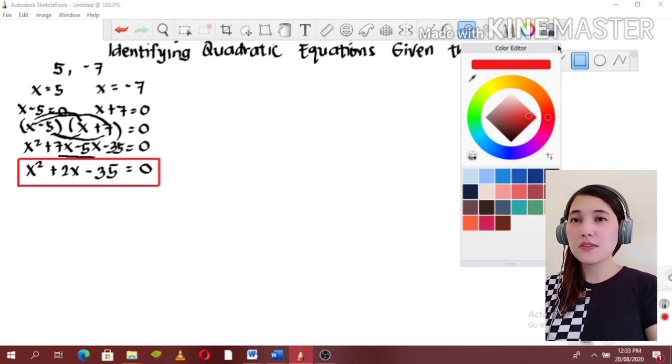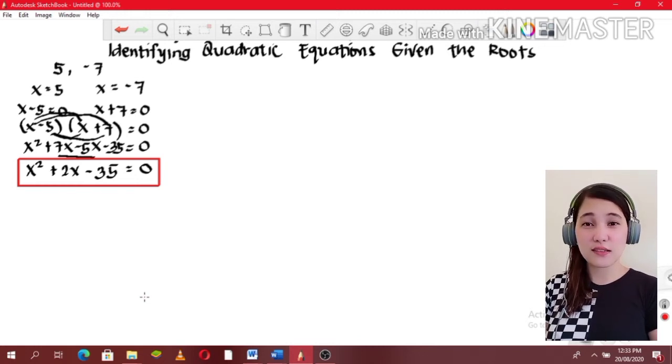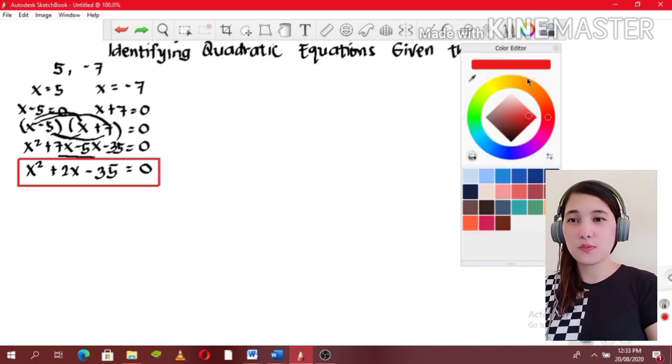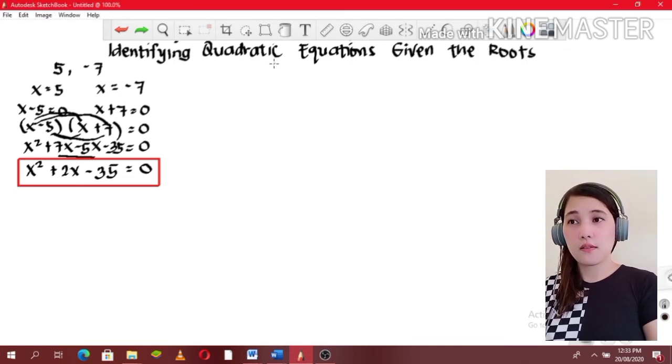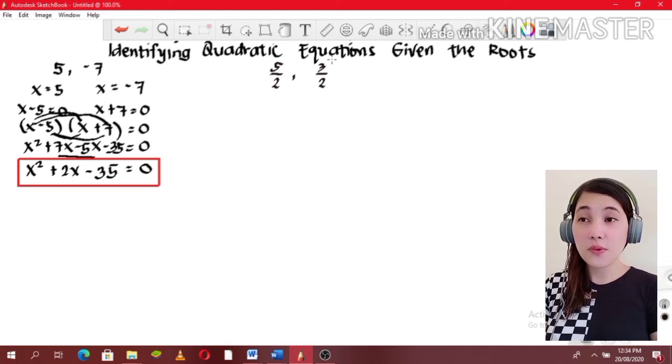So it means, pag sinolve natin yung roots ng quadratic equation na ito, using any of the 4 methods we discussed, maliban sa extracting the square root, we will end up with 5 and -7 as the roots. Okay, let's have another example. Let us say the roots are 5 halves and 3 halves. What quadratic equation has these roots?